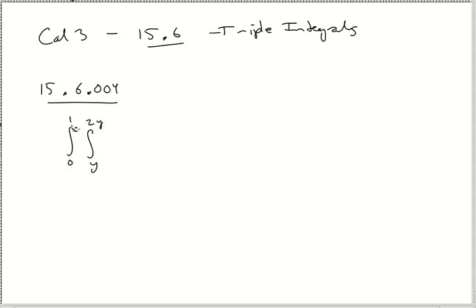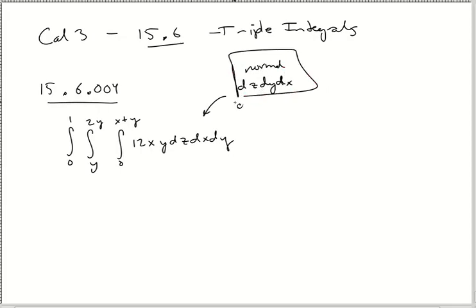So I got integral from 0 to 1, y to 2y, and then 0 to x plus y of 12xy dz dx dy. Now watch out. Normally we do dz dy dx, but here they switched it up. Okay, so this is normal, but they switched it up. So just watch out because they're going to do that sort of thing to you. It's just random, I guess.